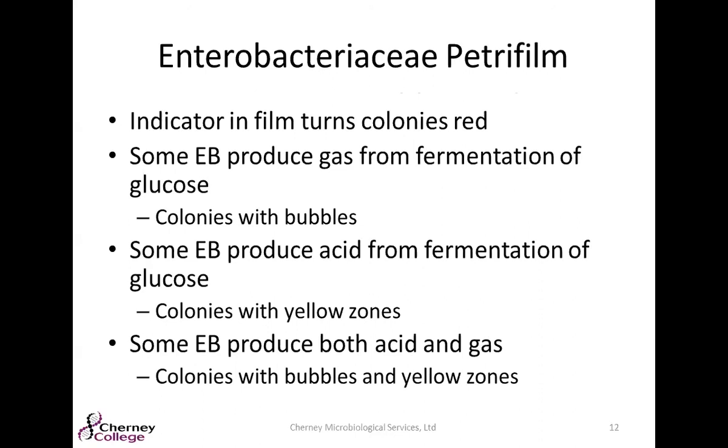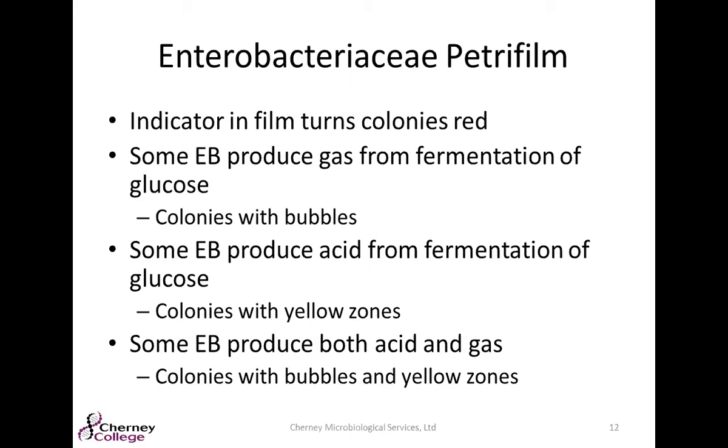So on EB Petrifilm, you got to know what type of colonies you're looking for. So typical colonies on an EB Petrifilm will turn red due to that indicator that's present in that zone. Some of the EB produce gas fermentation from glucose, which you're going to see as a red colony with a bubble around it. Some EB colonies will produce acid from the fermentation of glucose, and that's going to look like a red colony with a yellow zone around it. And other EBs are going to do both. They'll produce acid and gas, so you'll see the red colony with a bubble and a yellow zone around it.